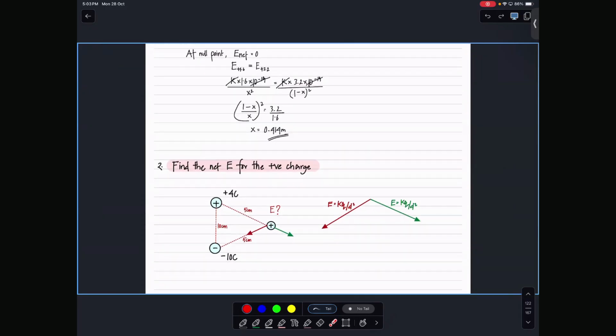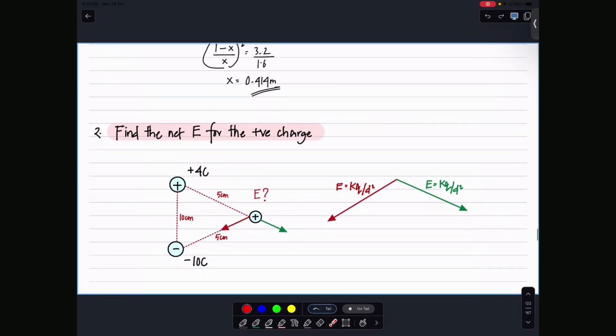Do you need the 10 centimeters? Tell me, will you need the 10 centimeters? Yes, you need to know what the angle here is. Green arrow is repulsion.